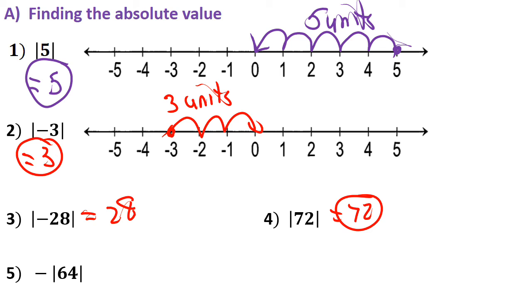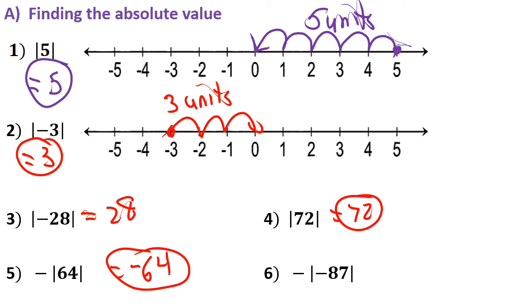And absolute value bars act just like parentheses. They are a grouping symbol, which means everything in the absolute value bars has to be done first before everything on the outside. So if we just pretend that the negative is not there, then we say the absolute value of 64 is 64. However, there is a negative on the outside that we have to leave. So the negative absolute value of 64 is negative 64.